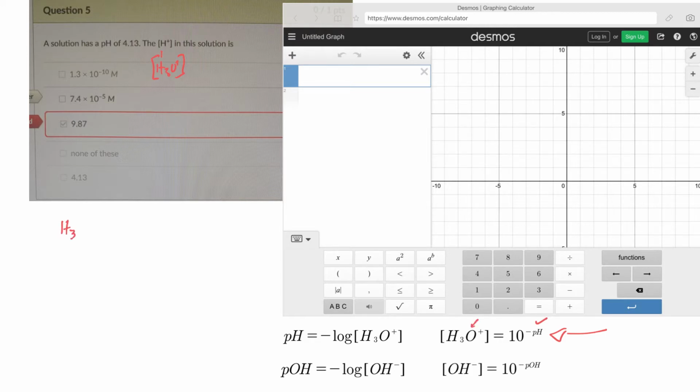So the hydronium ion concentration is equal to 10 to the negative pH. In this case, 10 to the negative 4.13. So on my calculator here, 10 to the negative 4.13. There we go. Ooh, that's a small number.